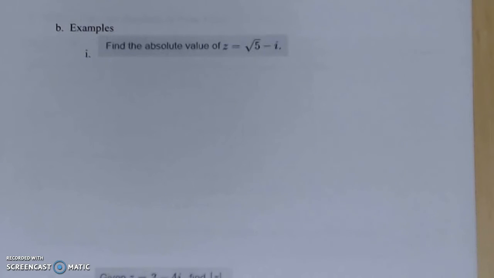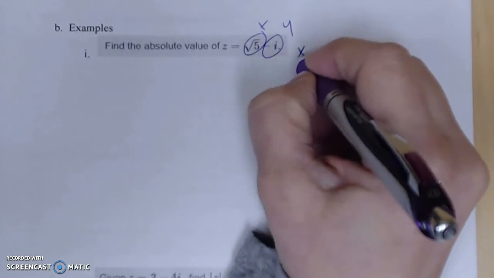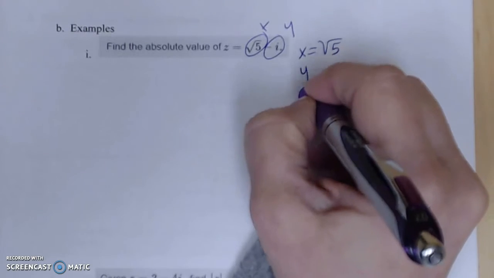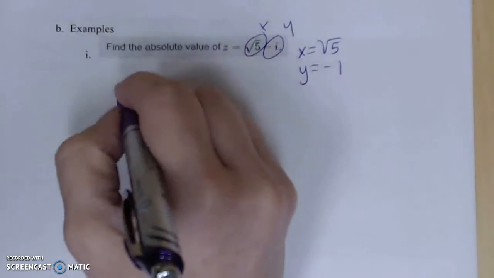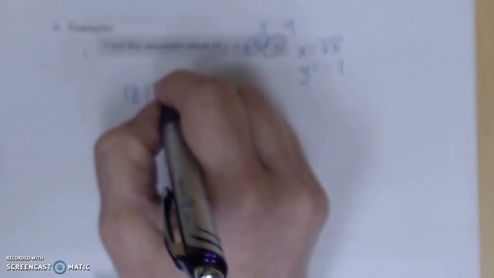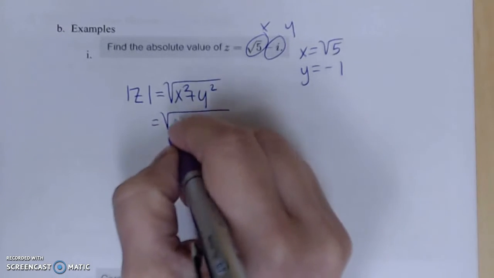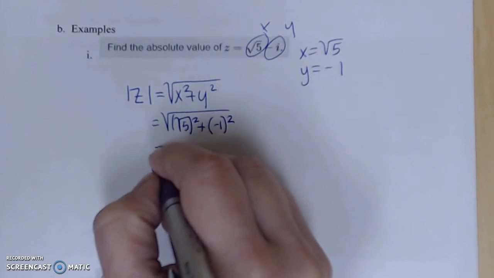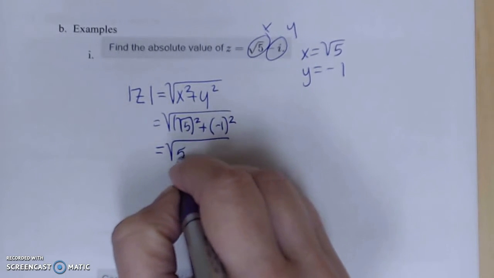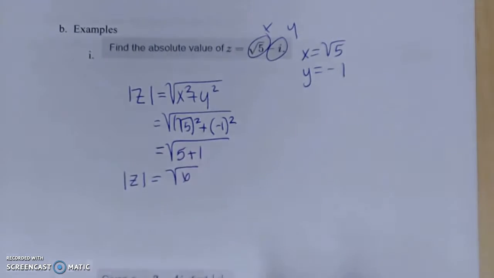It says find the absolute value of z equal to the square root of 5 minus i. Now we're using x's and y's. So you can see my x value is going to be the square root of 5. My y value is going to be -1. And so I'm going to use my formula here, and I say the absolute value of z is equal to the square root of x squared plus y squared. Start plugging this in. Square root of 5 squared plus -1 squared. So this gives me 5 plus 1, or the square root of 6.